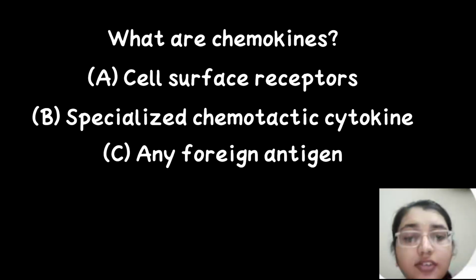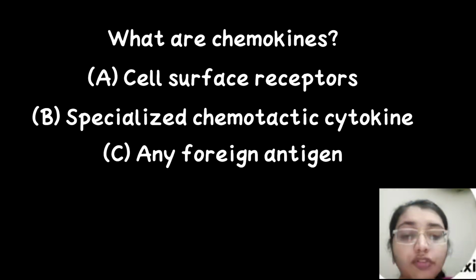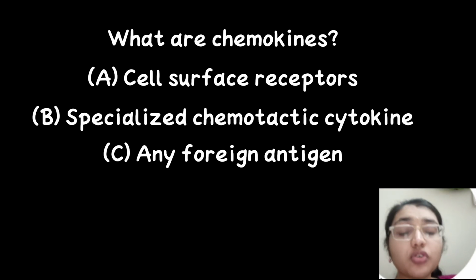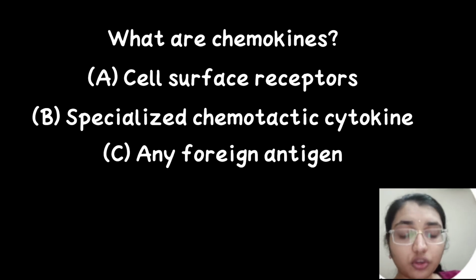Why not cell surface receptor? These are structures outside the immune cell that detect the chemokine rather than being chemokines themselves. And any foreign antigen is a substance or particle present in bacteria or virus that triggers an immune response. So chemokines are produced by the body's own cells as a directional traffic signal during the immune response.